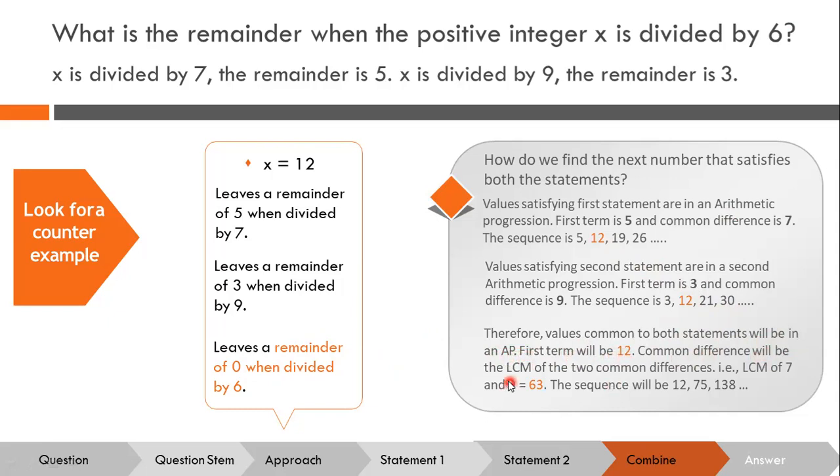Common difference will be the LCM of the two common differences, 7 and 9, that is 63. The sequence will be 12, 75, and 138, and so on. So every time you are adding 63 to get the next one. So 12 plus 63 is 75, 75 plus 63 is 138. Here we are using the mathematics of LCM. We are using the mathematics of the arithmetic progression. We are using how to find the common difference, that is D. So two or three things are mixing together. Those are all the mathematical forms.